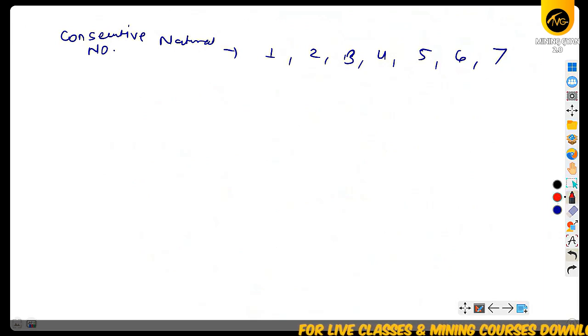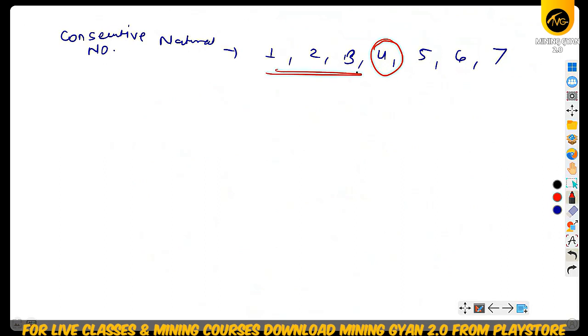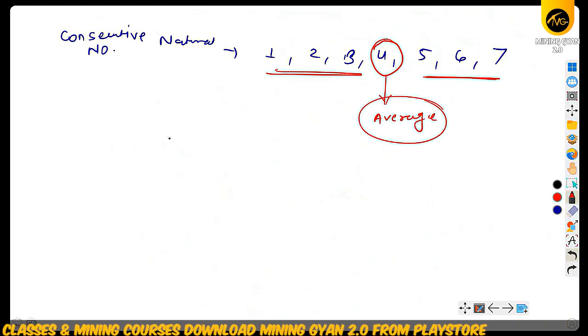Now what is the shortcut method? Just find the middle number, that will be 4. This is the middle number. So we have 3 numbers on this side and 3 numbers on this side. So the middle number is 4, and this is the average of the numbers. So we don't need to add all these numbers and divide by 7. You just find the middle number of any number series and you will get the average of those numbers.